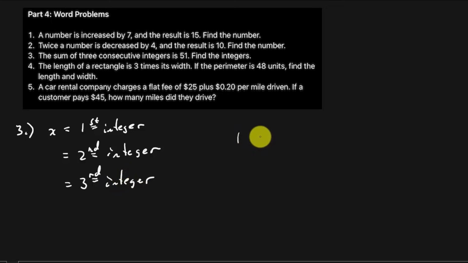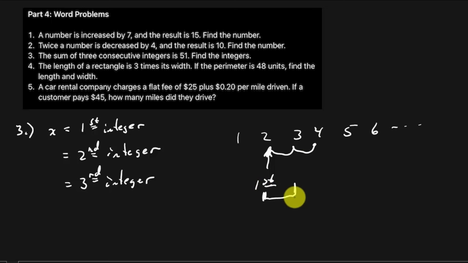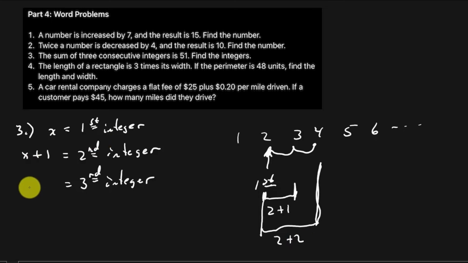All right, so look at this. Say you've got 1, 2, 3, 4, 5, 6, and so on, a bunch of integers. Forget about the actual problem for now, and say that's your first integer. The problem says consecutive, so if this is your first integer, that would be the second, and that would be the third. How do we get from this integer to the next? We add 1. And to get to the one after that, we add 2. So if x is our first integer, our second integer would be x plus 1, and the third would be x plus 2.